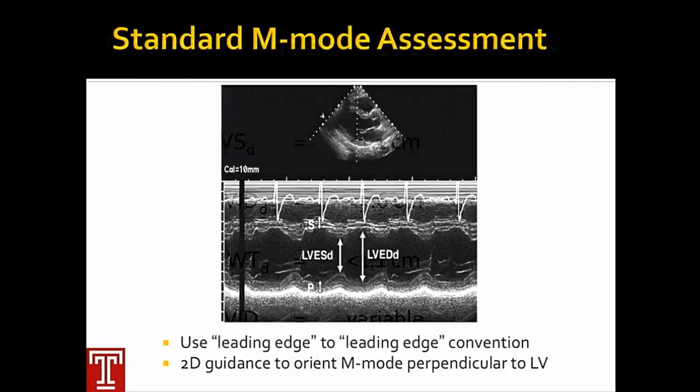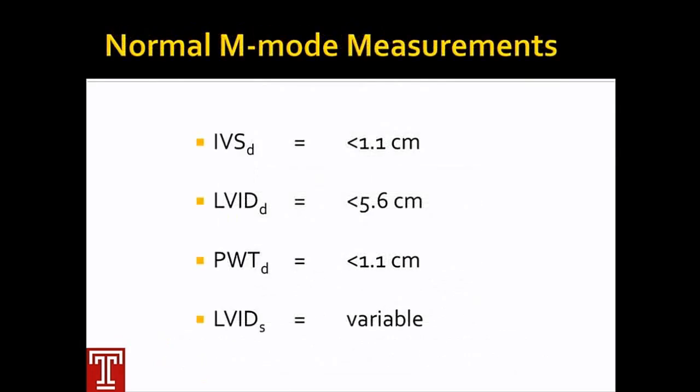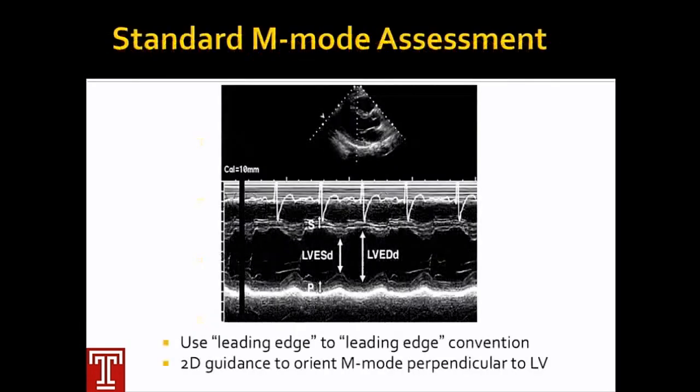In terms of normal M-mode measurements, the interventricular septal diameter should be less than 1.1 centimeters. LV internal diameter during diastole less than 5.6 centimeters. Posterior wall thickness, similar to interventricular septal thickness, less than 1.1 centimeters, and obviously LV internal diameter during systole is highly variable.